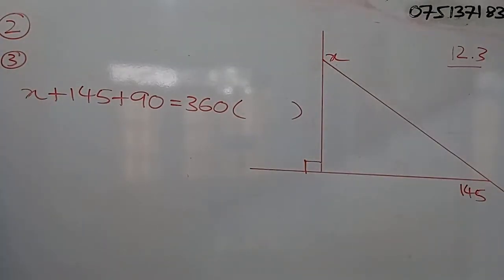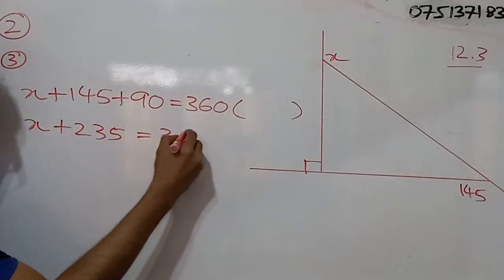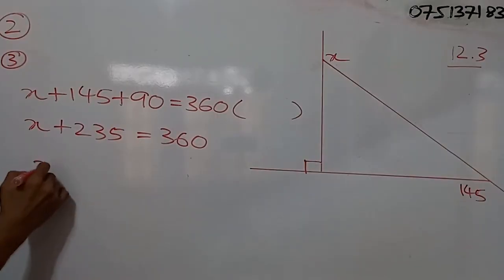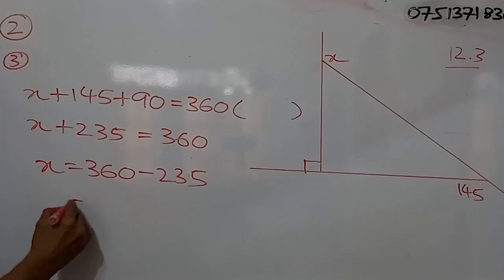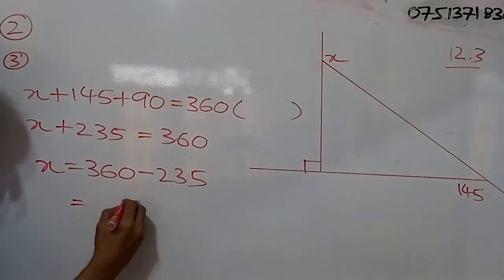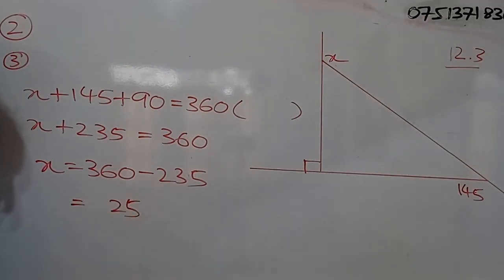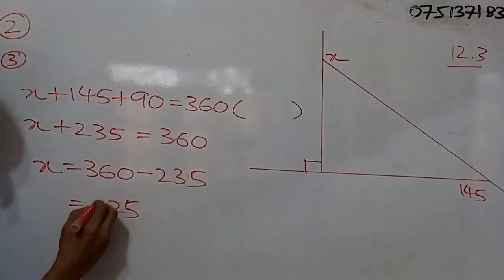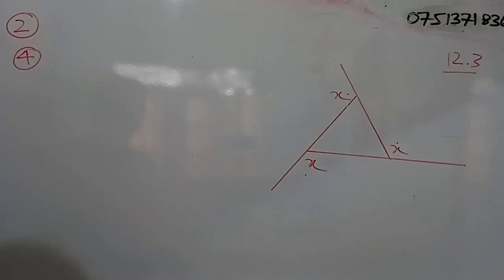So here we have x plus 235, that is equal to 360. So x is equal to what? 360 minus 235. So here what will be the value? 0 minus 5, we can't do. 10 minus 5, we know that is 5. Here the remaining digit is 5. 5 minus 3, we get a 2. 3 minus 2, we get a 1. So x, that is equal to what? 125 degrees.